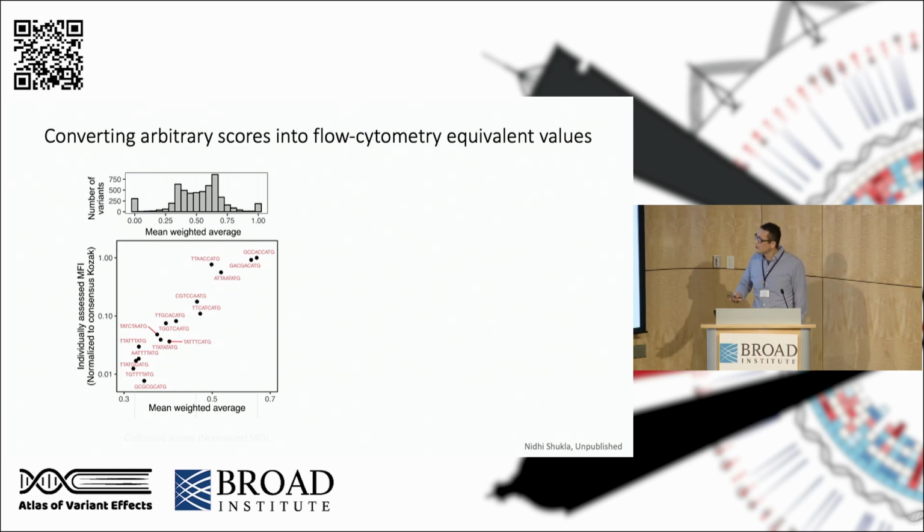So we took 16 individual sequences spanning the range, expressed them individually in cells, and ran them in a flow cytometer to calibrate what our mean weighted average scores actually mean in flow cytometry terms. That way, every single one of our sort-seq scores has now been converted into a calibrated, flow cytometry-compatible MFI value, which to me is a lot easier to understand.